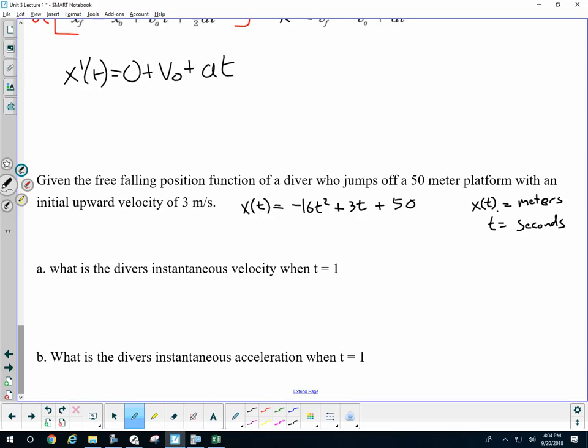Given a situation like this, the free-falling position function of a diver who jumps off a 50-meter platform with an initial upward velocity of 3 meters per second is this. x of t is in meters, t is in seconds. What's the velocity after 1 second? You don't need to plug the information into your velocity formula. You can create your own velocity formula by finding the derivative of position. The derivative of position gives you a velocity formula. You don't have to plug things into equations. You're given one equation, you can find the rest of them from that first one.